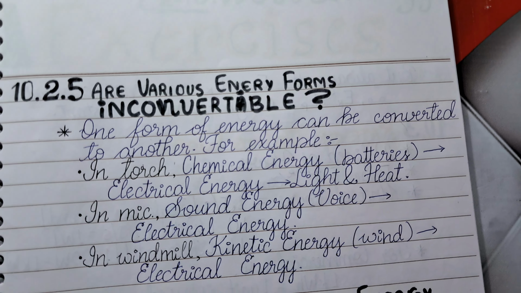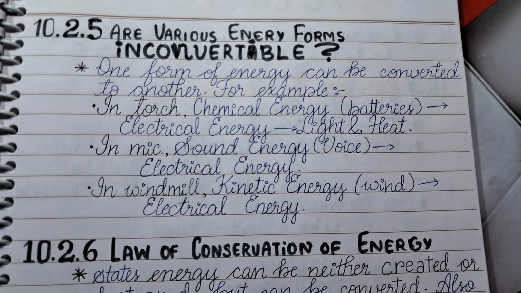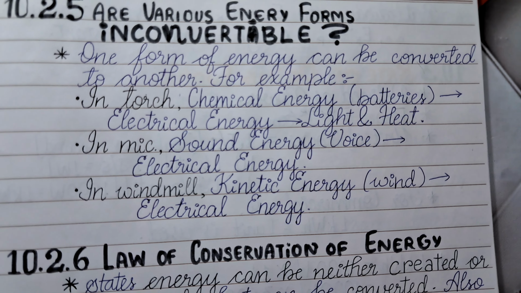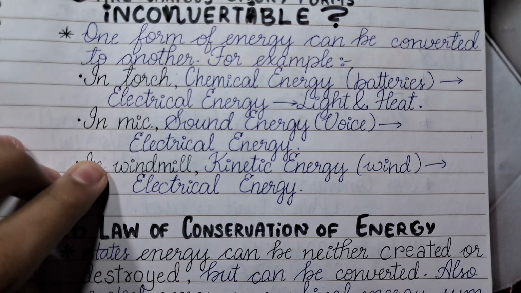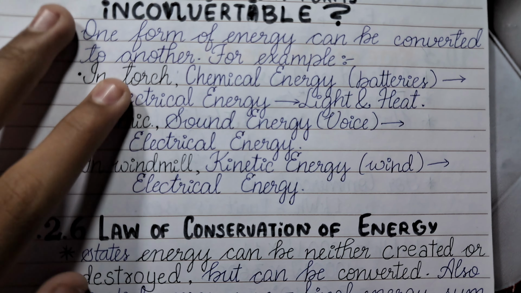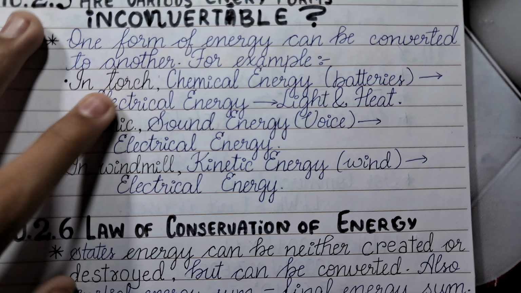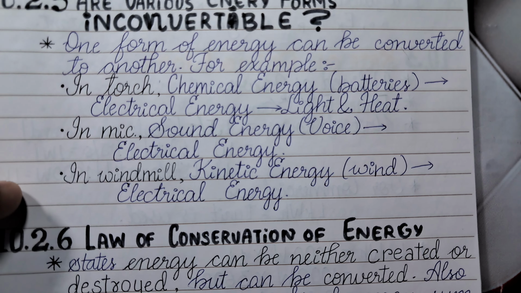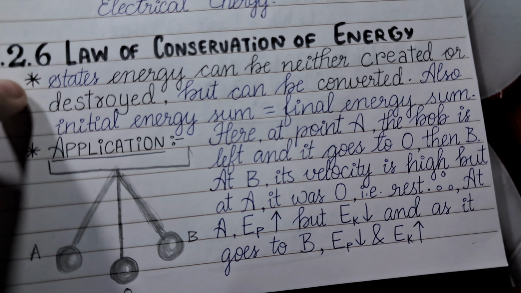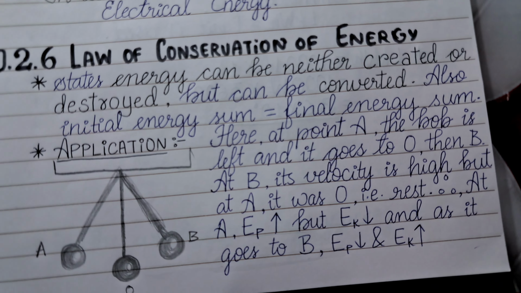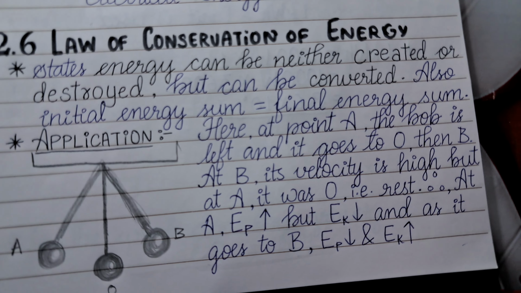Then come the various energy forms and their convertibility. I have given here examples, and yes, every energy can be converted into any form, and examples are torch, mic, windmill, where in a torch chemical energy is converted into electrical, and this converts into light and heat. The same in mic and windmill. Then the law of conservation of energy, which tells that energy can neither be created nor destroyed but can be converted. Also, the initial energy sum is equal to the final energy sum.